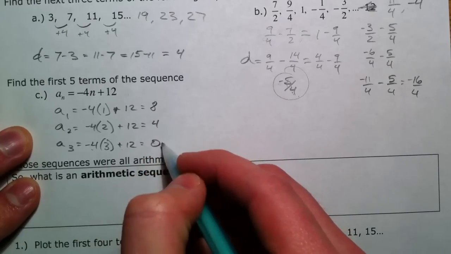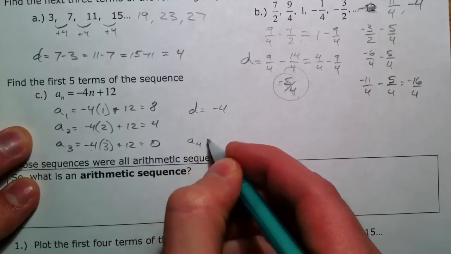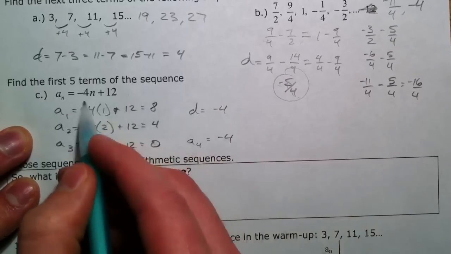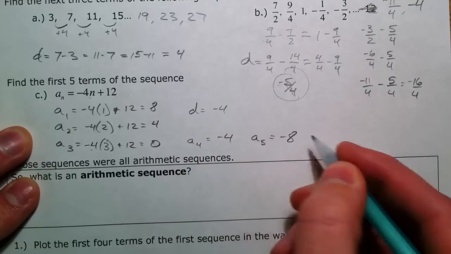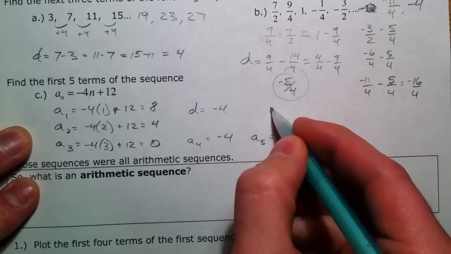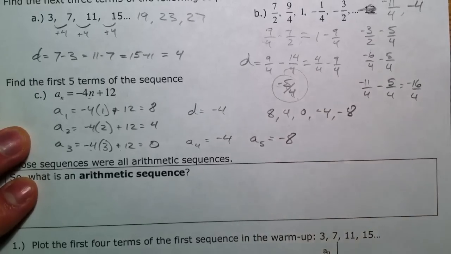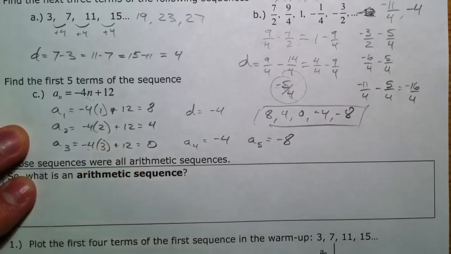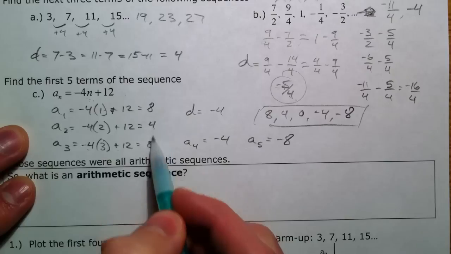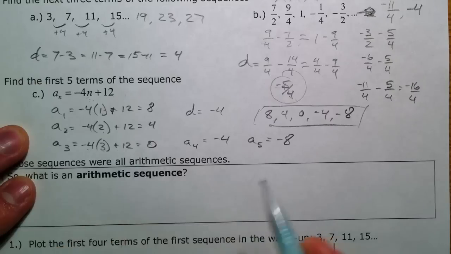And so you start noticing, oh, the common difference, d, is negative 4. And so our fourth term is going to be negative 4, negative 16 plus 12. And our fifth term is going to be negative 8. And so we could write it as 8, 4, 0, negative 4, and negative 8. And so this is what we call the nth term formula, that you can plug in what term you want, and it spits out the actual term. So we wanted the first term, so we plug in 1. Wanted the second term, you plug in 2. Want the third term, you plug in 3.